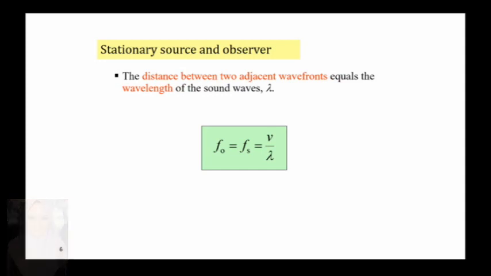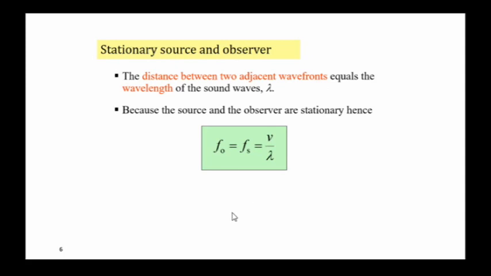Okay, first, the wavelength of the sound waves. What is wavelength or lambda class? Okay, wavelength is the distance between two adjacent wavefronts. Okay, the symbol for wavelength is lambda. Next.